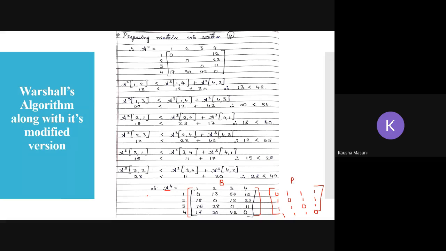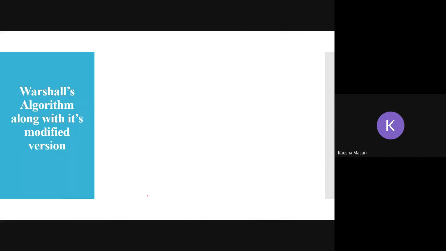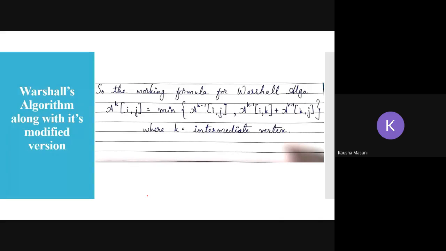अगर हम इसका जनरलाइजेशन निकालने जाएं, okay, तो इसका वर्किंग फॉर्मूला क्या हुआ? The working formula of your Warshall's algorithm looks something like this: that in your given matrix, okay, A of k at position ij, ठीक है, k क्या है? आपका इंटरमीडिएट वर्टेक्स, यानी वर्टेक्स जिस वर्टेक्स से आप ढूंढ रहे हो सारे डिस्टेंसेस, ओके। So for that, A of k at position ij, which value you are going to place: the minimum out of A of k minus 1 ij or A of k minus 1 ik plus A of k minus 1 kj.